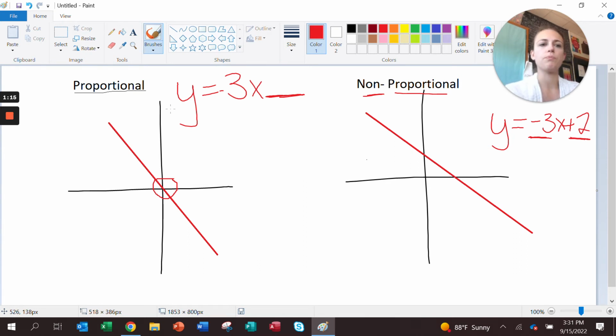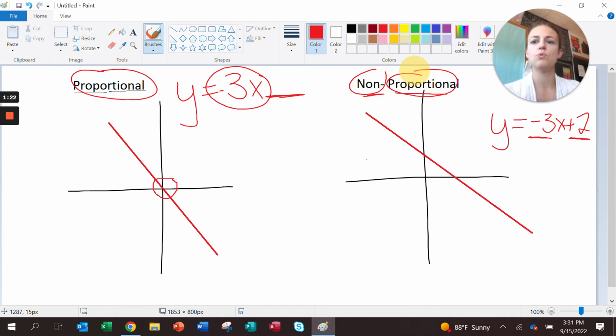So here's my hint to you. Proportional is one word, which means it will have one part in its equation. Non-proportional, two words, meaning it will have two parts in its equation. So there you go. That's equations as well as graphs.